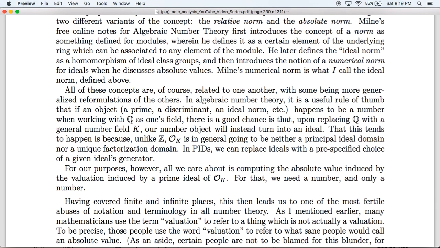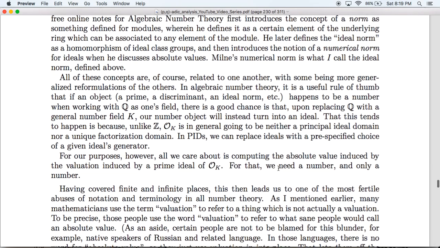For our purposes, however, all we care about is computing the absolute value induced by a valuation, induced by a prime ideal. So for that, we need a number and only a number.